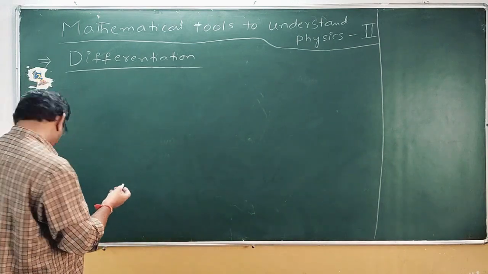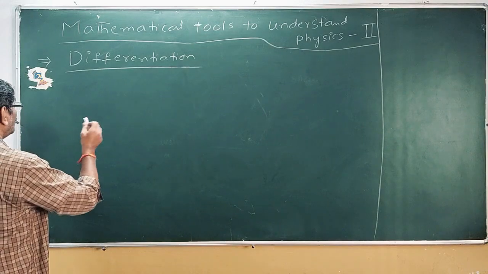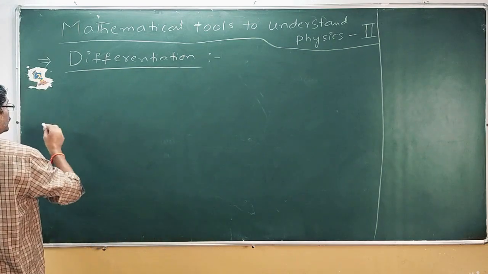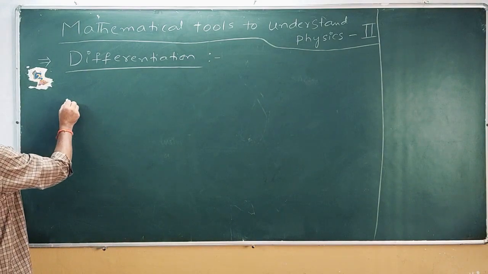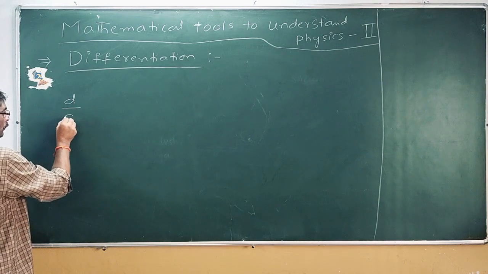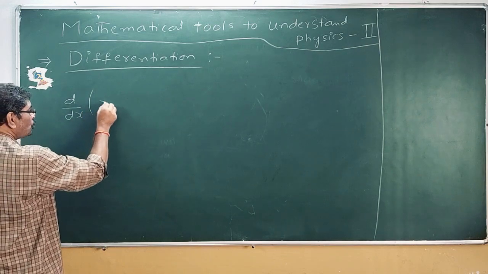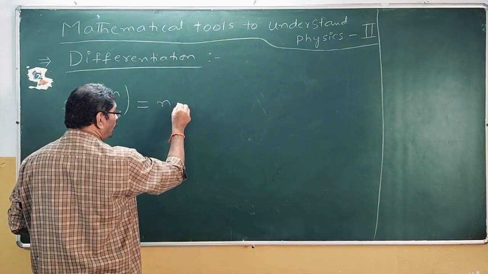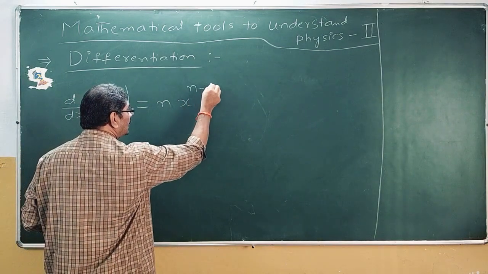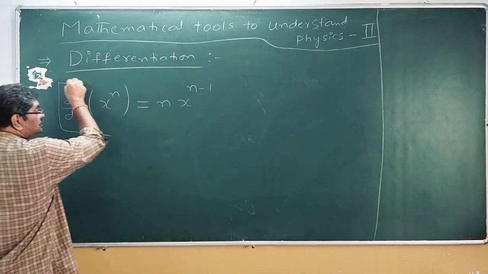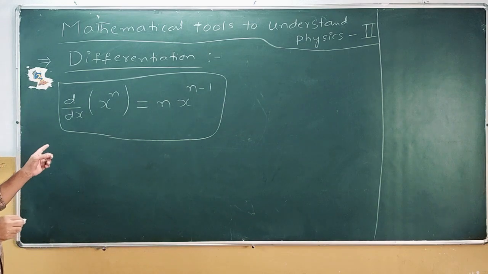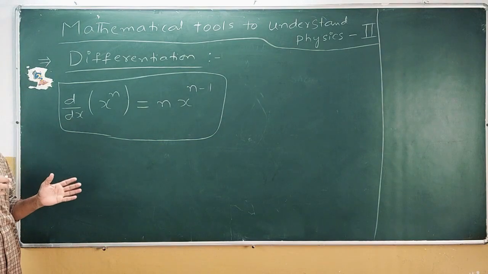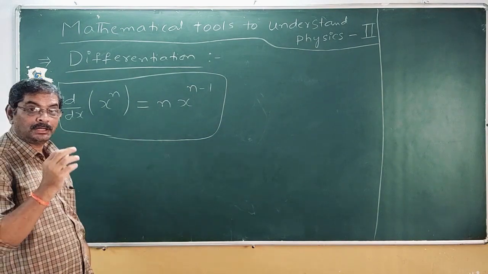So let us see the first thing, that is what we call differentiation. Now what do you mean by differentiation? Under differentiation, we have one formula. Now d by dx of x power n will be numerically equal to n into x power n minus 1. So remember this master formula: d by dx of x power n equals n into x power n minus 1.